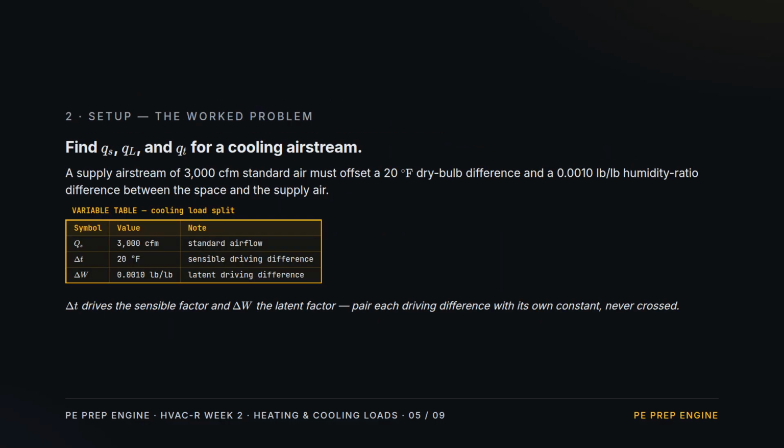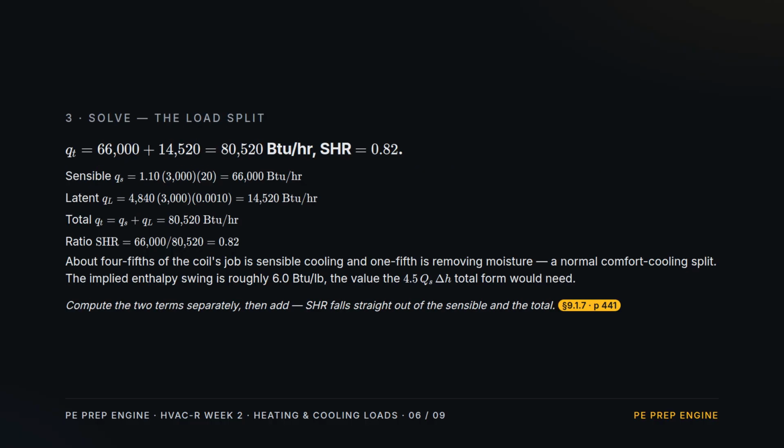The problem. 3,000 CFM of standard air, a 20-degree dry bulb swing, and a moisture swing of 1,000th of a pound per pound. Find the sensible, latent, and total loads, and the sensible heat ratio. Sensible is 66,000. Latent is 14,520. Add them for a total of 80,520. Sensible over total is 0.82, about 4/5 sensible, 1/5 latent, a normal comfort split.